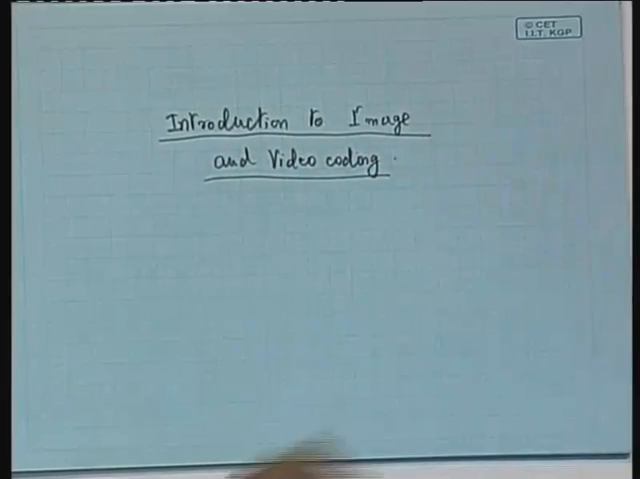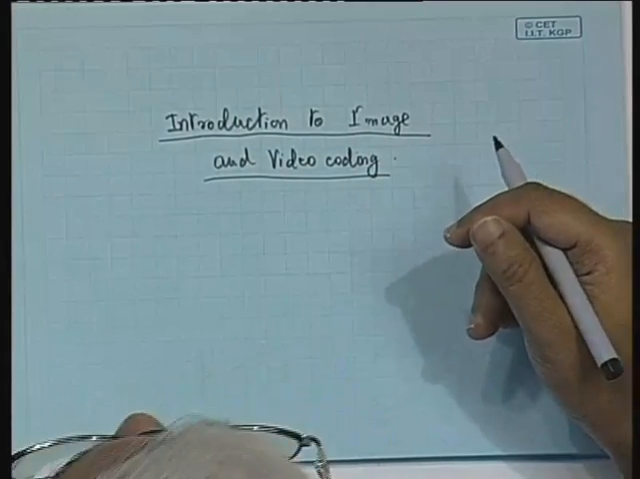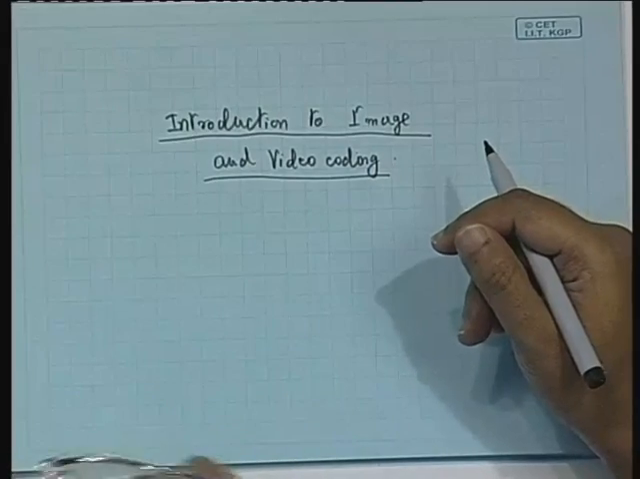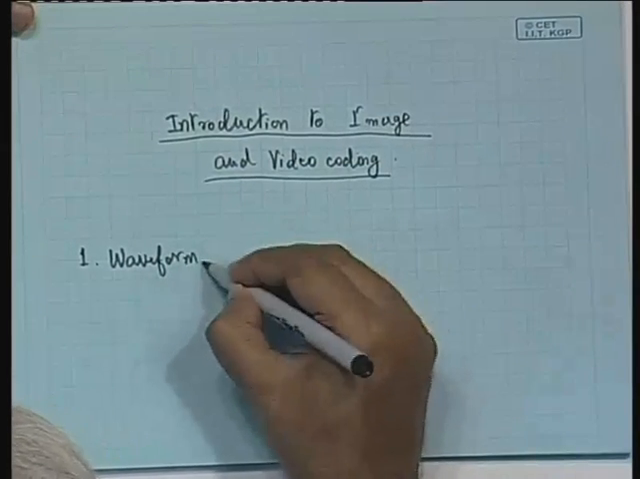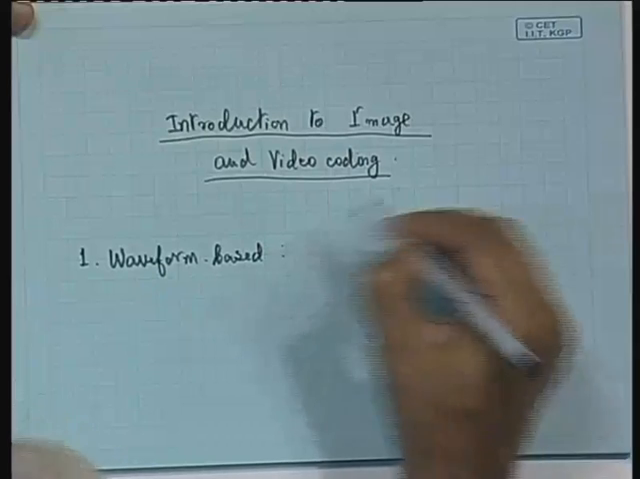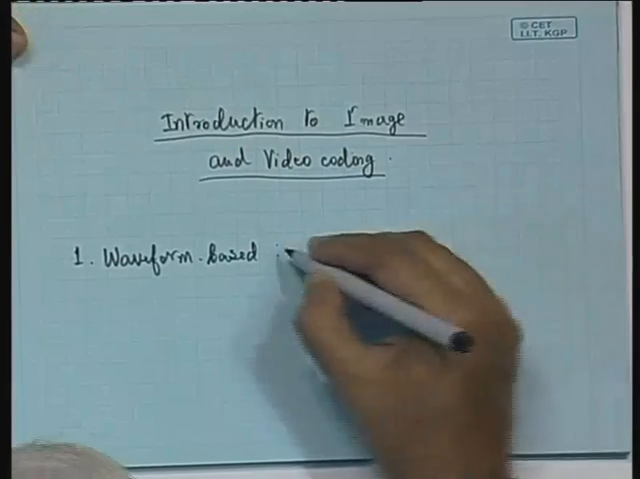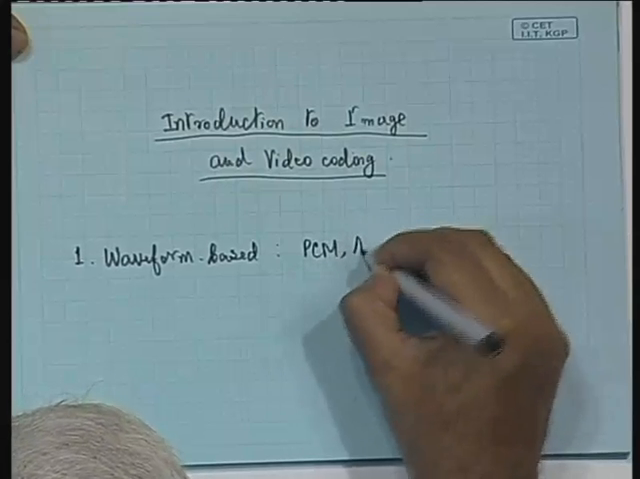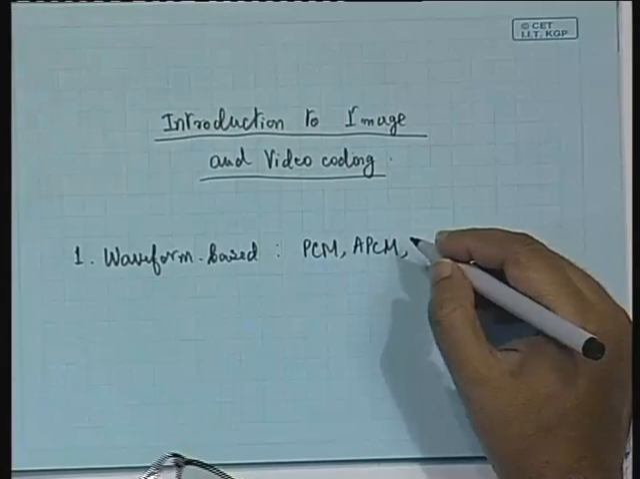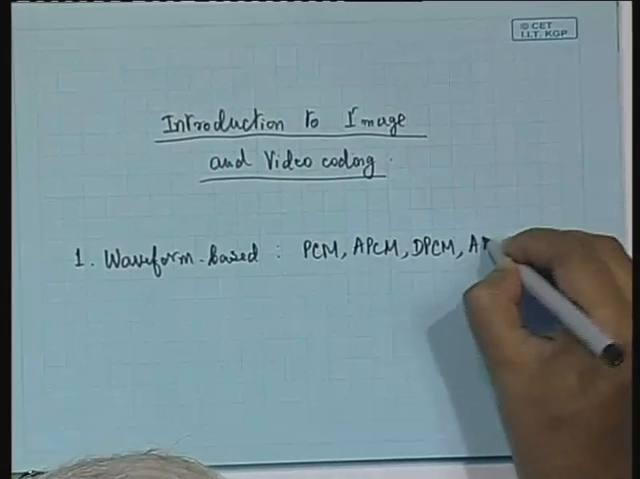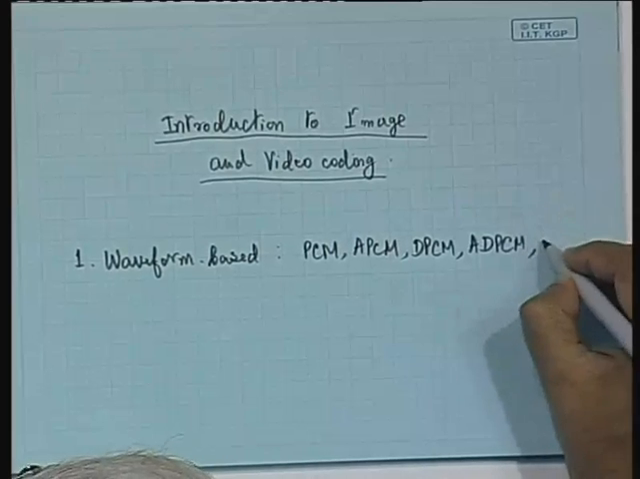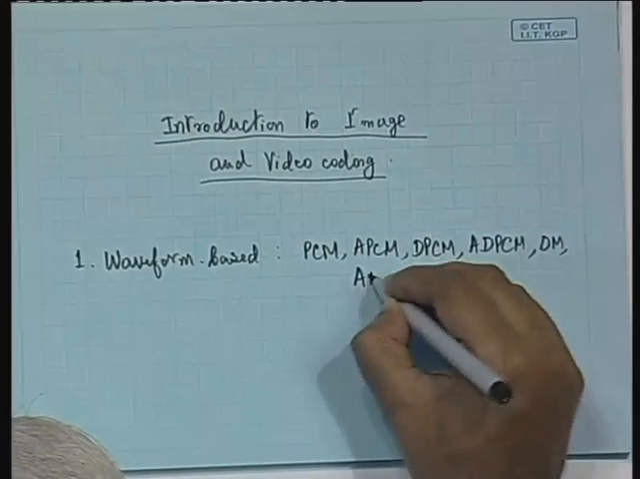We have already given you a background of speech coding, and there you have seen that for speech coding we have followed two different categories of approaches. One was waveform based, which included techniques starting with PCM, adaptive PCM, then predictive coding, which included differential PCM, ADPCM, delta modulator, adaptive delta modulator, etc.